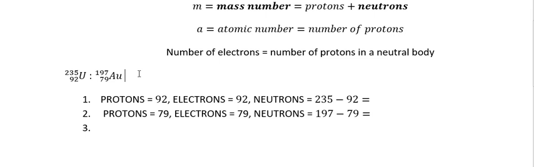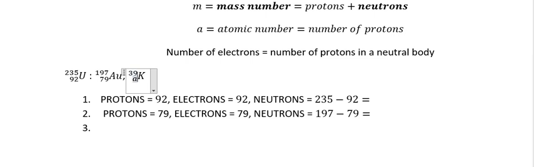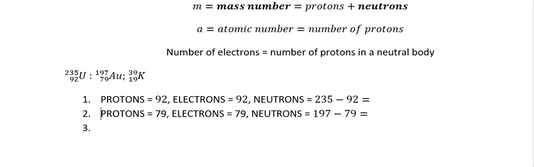Now the third element here, you made a mistake. The third element is potassium. Potassium is K, and correct, the mass number is 39 but the atomic number is 19, so you have to correct it. I saw you wrote 14, it's supposed to be 19 and not 14, so maybe you made a mistake when you were copying in class.